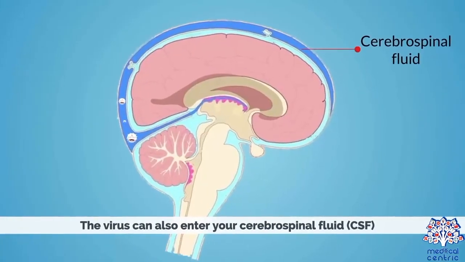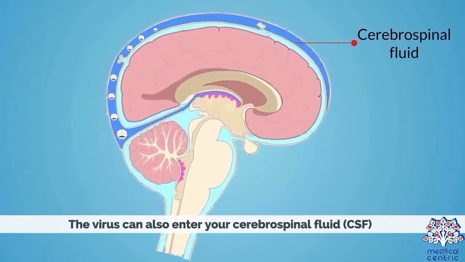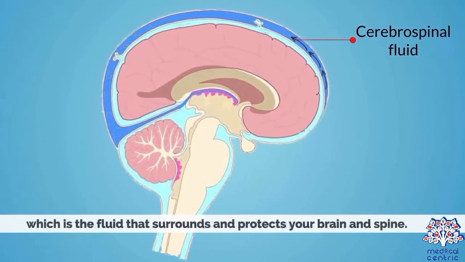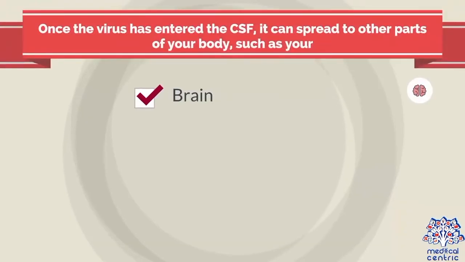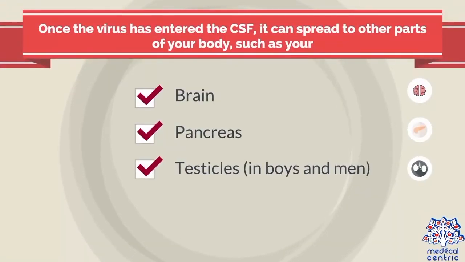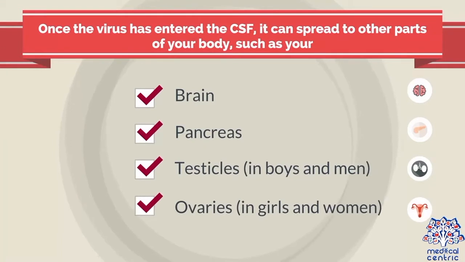The virus can also enter your cerebrospinal fluid, or CSF, which is the fluid that surrounds and protects your brain and spine. Once the virus has entered the CSF, it can spread to other parts of your body such as your brain, pancreas, testicles in boys and men, and ovaries in girls and women.